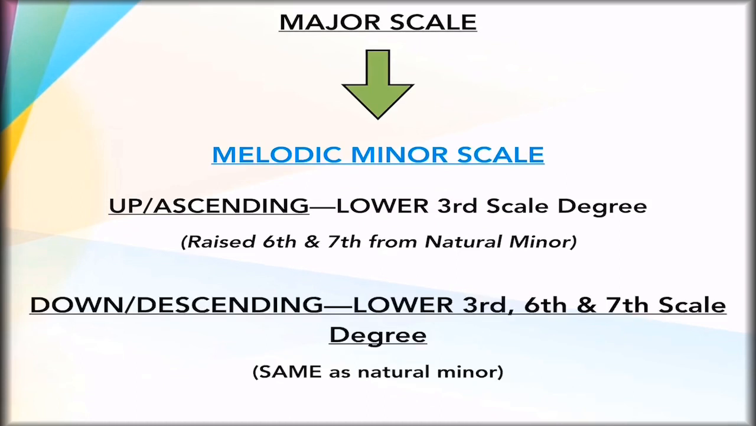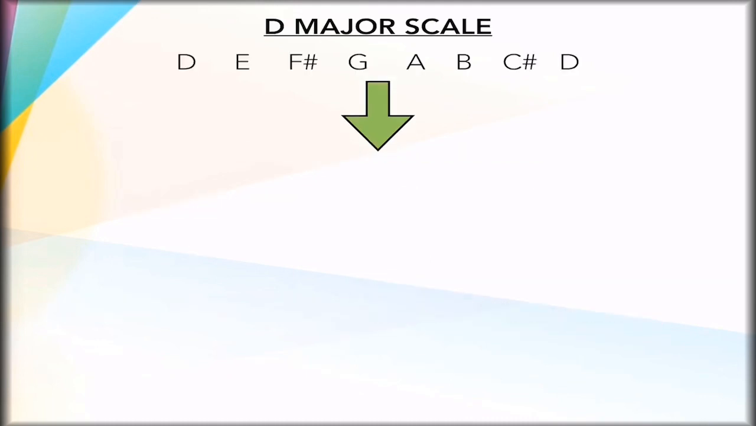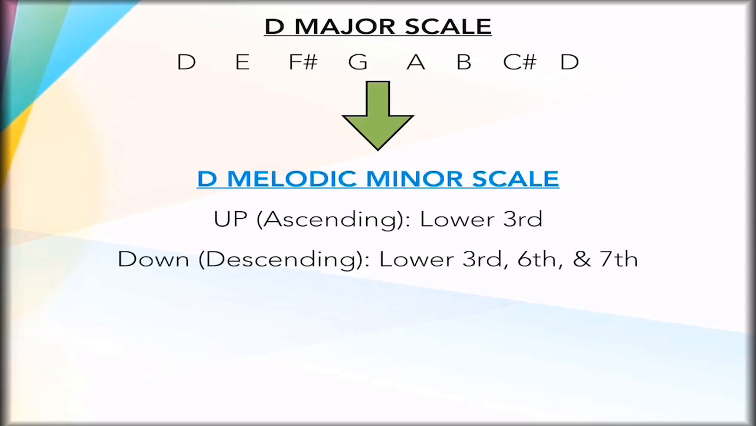Now, when we are going down or descending, we will lower the third, the sixth, and the seventh scale degree, which is exactly the same as the natural minor scale. Now let's convert the D major scale to the melodic minor scale. Again, going up, we lower the third, and going down, the third, the sixth, and the seventh.